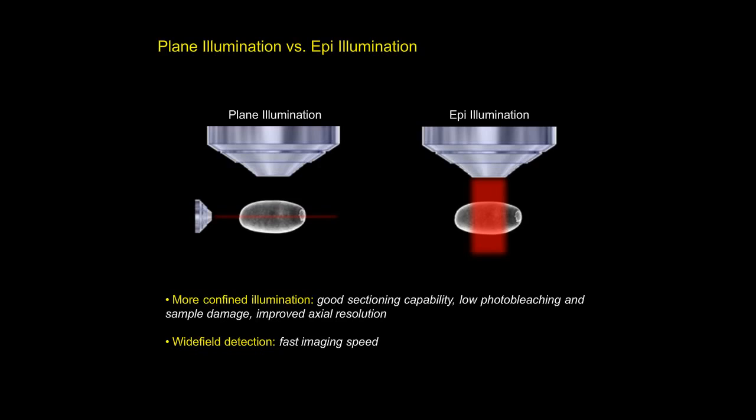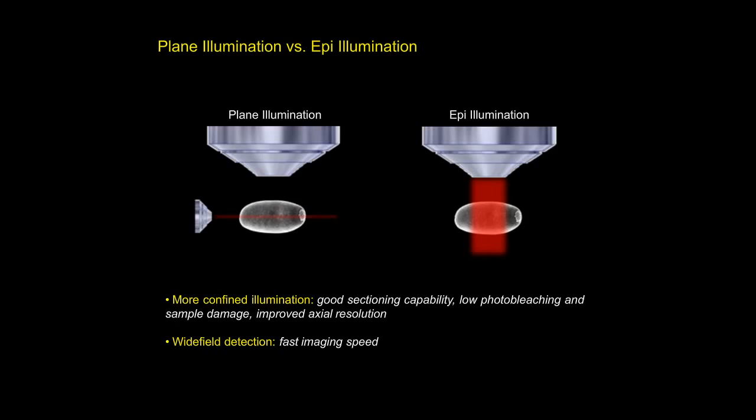So that means we can simply look at one plane by plane. And for the epi illuminations, we have a single objective. We shine the laser and we collect the light from all the depths. So that means there is no optical sectioning for the epi illuminations.